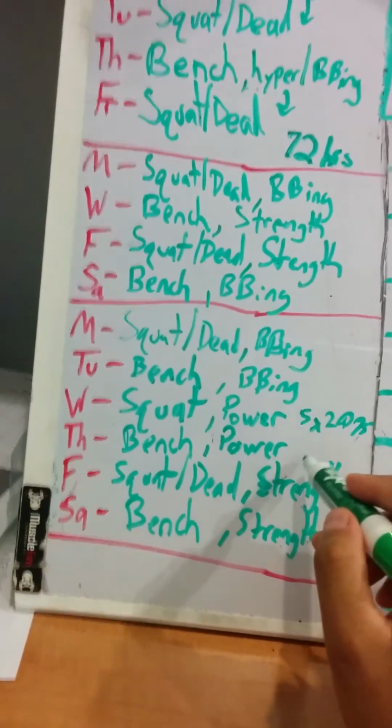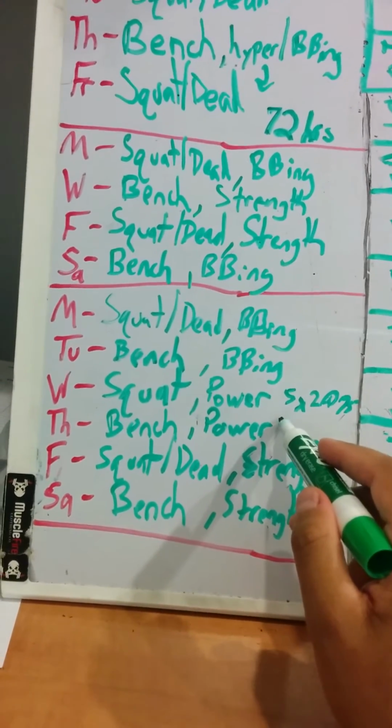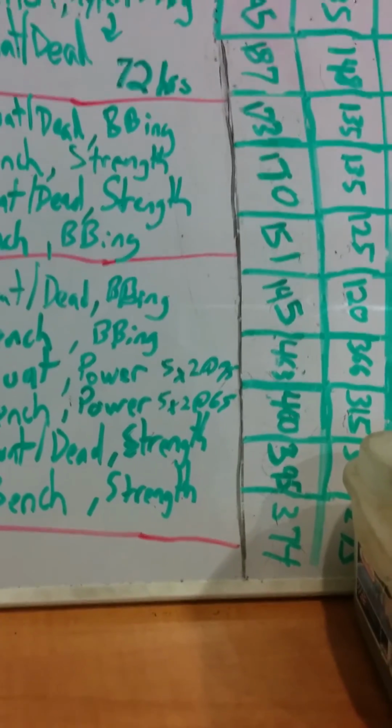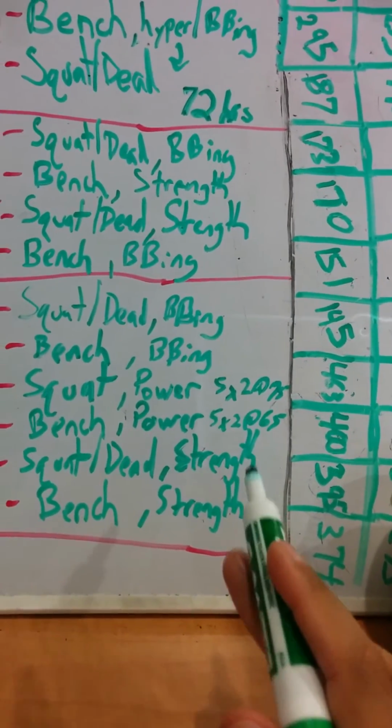We might do stuff for bench, like longer pauses for doubles and triples. We might do 5 sets of 2 at 65%, but with a longer pause. So working on, again, technique, tightness on the chest, and then explosiveness off the chest with the lighter weights.